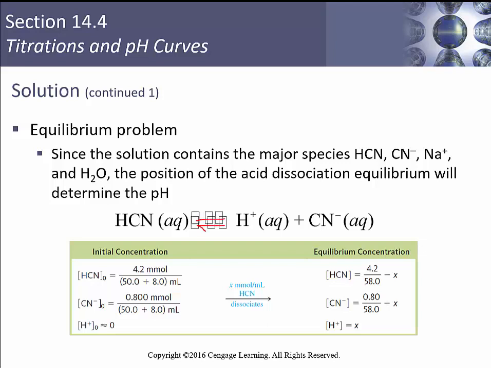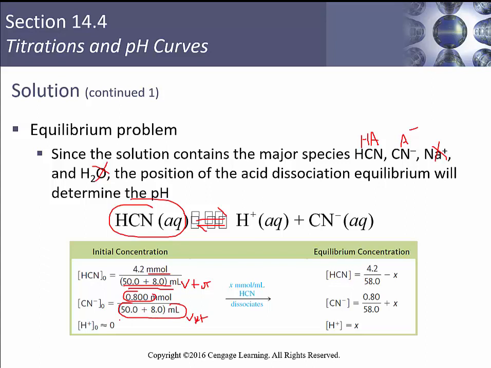Okay. So since the solution contains hydrogen cyanide, sodium and water, the position of the acid dissociation equilibrium is going to determine the pH. So HCN is going to give us H+ and CN−. But now we're looking at this newer amount of HCN. We're taking 0.42 millimoles and we're going to figure out the total volume to find our concentration. And we're going to do the same thing for our conjugate base. So we're going to do 0.8 millimoles divided by the total volume.